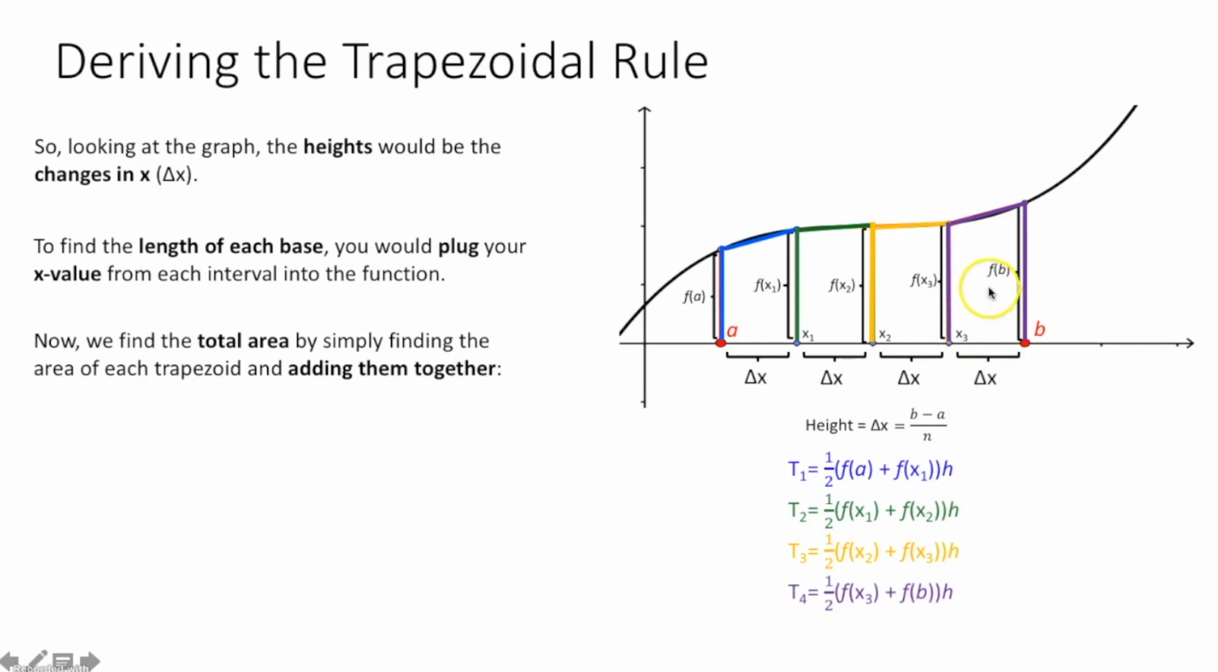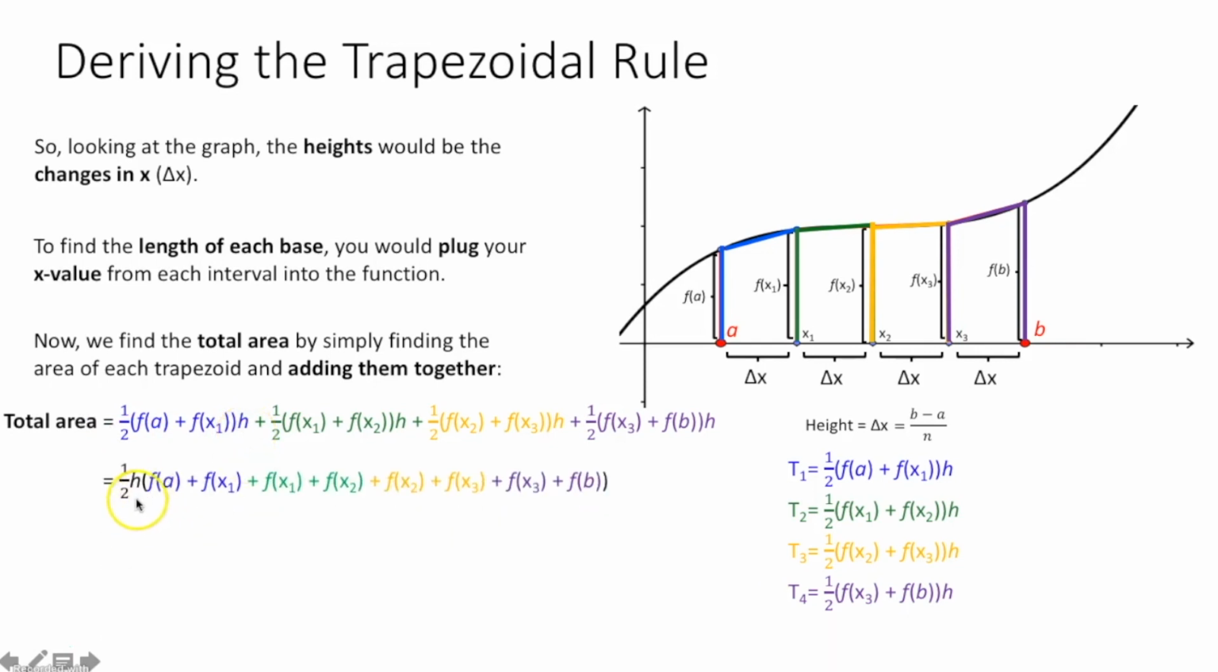If we want the total approximate area under the curve using the trapezoidal rule, we just add each of those area formulas together. Now, to get the formula that we talked about in the slide in the beginning, the cool thing that happens is that each term has a 1/2 and an h. So I can factor out a 1/2 and an h.